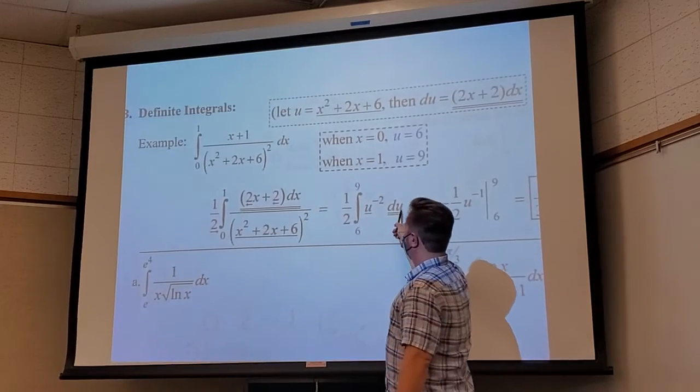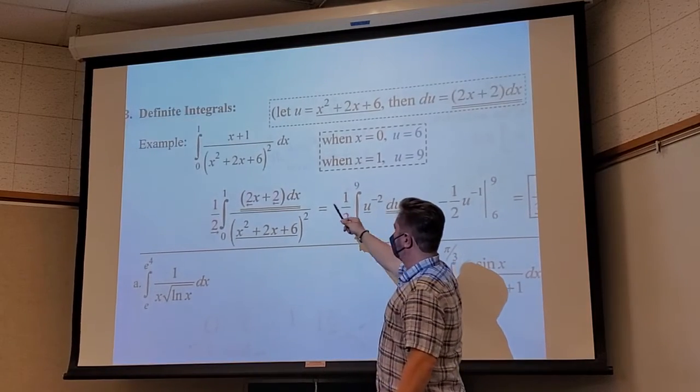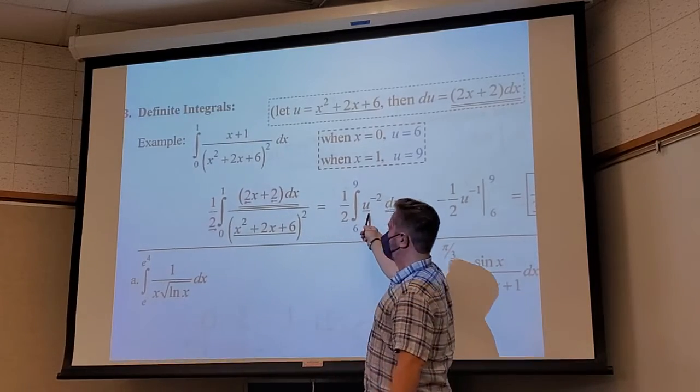Bam. All right, look at me double underlining and colors. Okay, it's all new for me. And then this was u. So 1 over u squared is u to the negative 2.